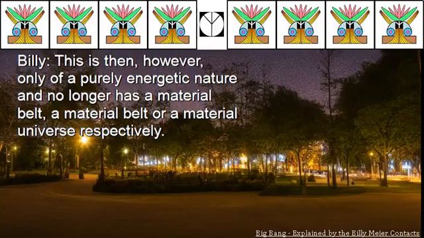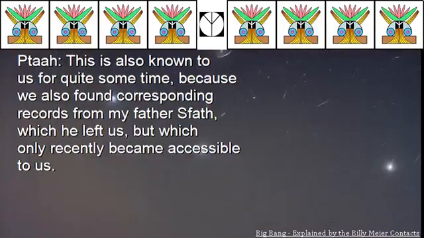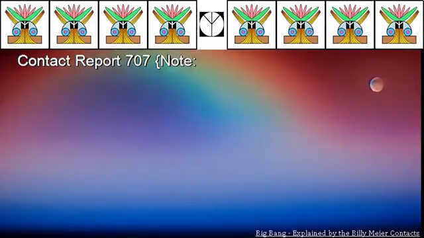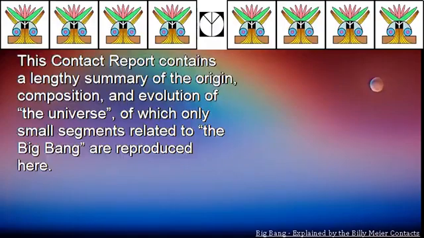This is then, however, only of a purely energetic nature, and no longer has a material belt, or a material universe respectively. This is also known to us for quite some time because we also found corresponding records from my father Sfath, which he left us, but which only recently became accessible to us. Apparently, my father had found a way to find these data. Contact Report 707 Note. This contact report contains a lengthy summary of the origin, composition, and evolution of the universe, of which only small segments related to the Big Bang are reproduced here.